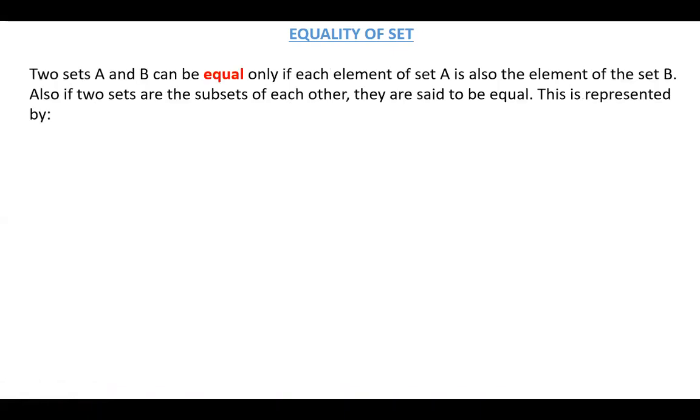So equivalent sets only contain an equal number of elements, but for equal sets, both sets should contain the equal number of elements, and the elements should be the same, in short.